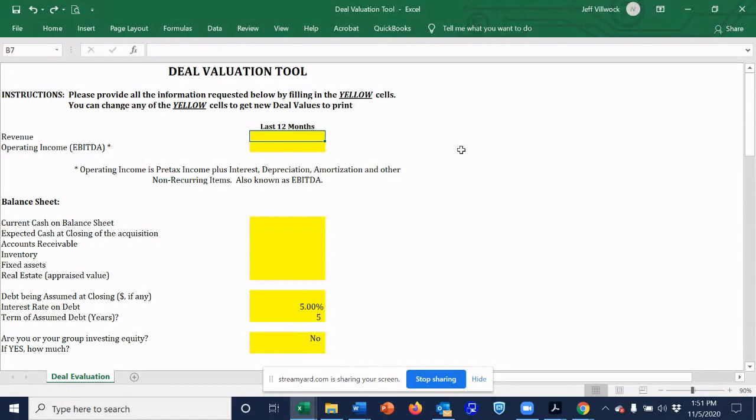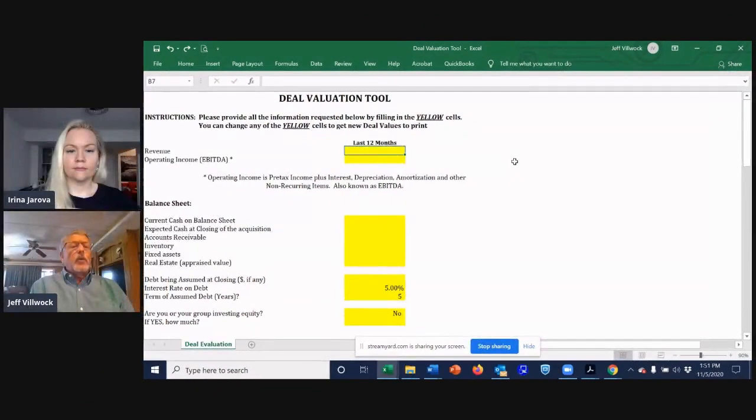Okay. So you just start at the top. And what you want is to get an idea what the revenues of this business were and what the operating earnings or the EBITDA for the business has been over the last 12 months. Let's just assume for a second we've got a business that's doing $2.5 million in revenue and 10% margin, so they're making $250,000.